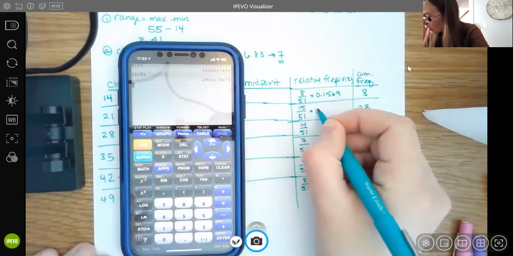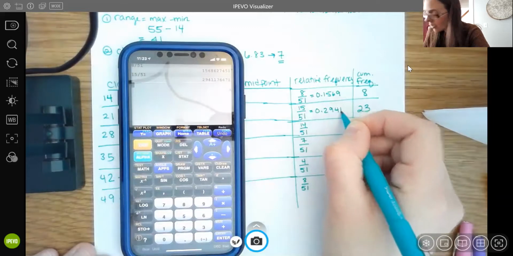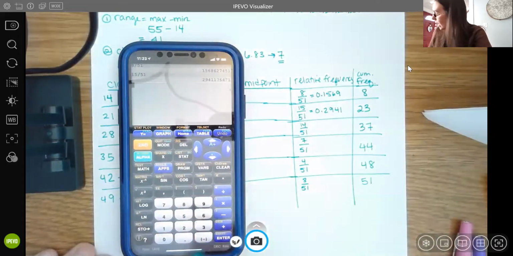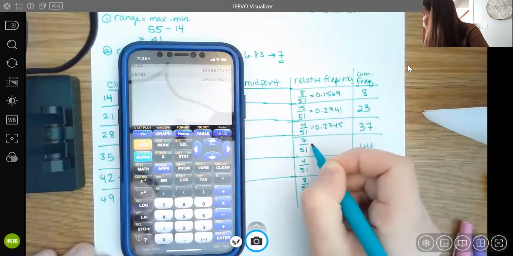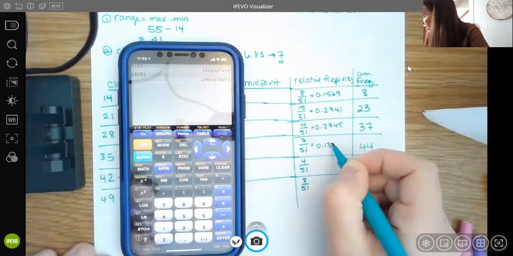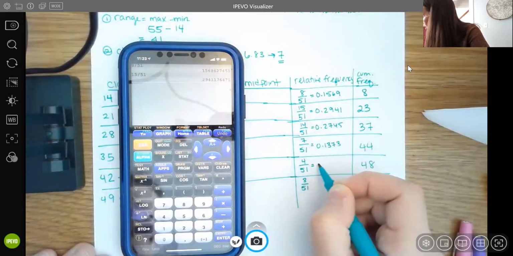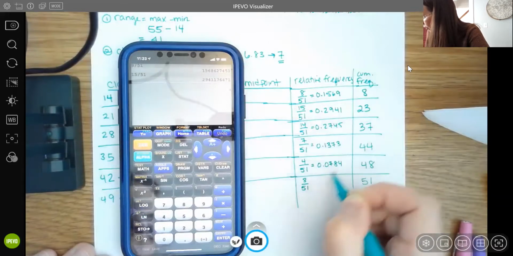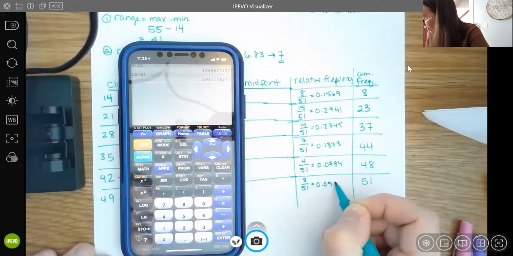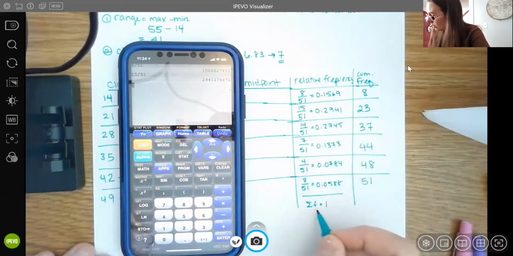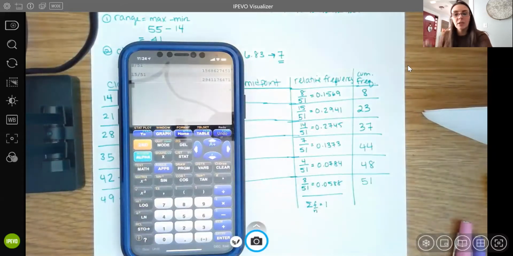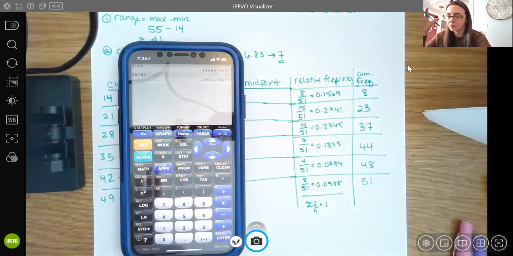So again, you're getting about, we're rounding here, 0.2941. So I'm rounding to 4 decimal places in this case. And then your other values are going to be 0.2745, 0.1373, 0.0784, and 0.0588. And again, you should get a sum that is 1, or that is about 1. So again, if you're slightly off, like if you get 0.9999, you're probably okay. You may just have a rounding error or something there, but it should be at 1.